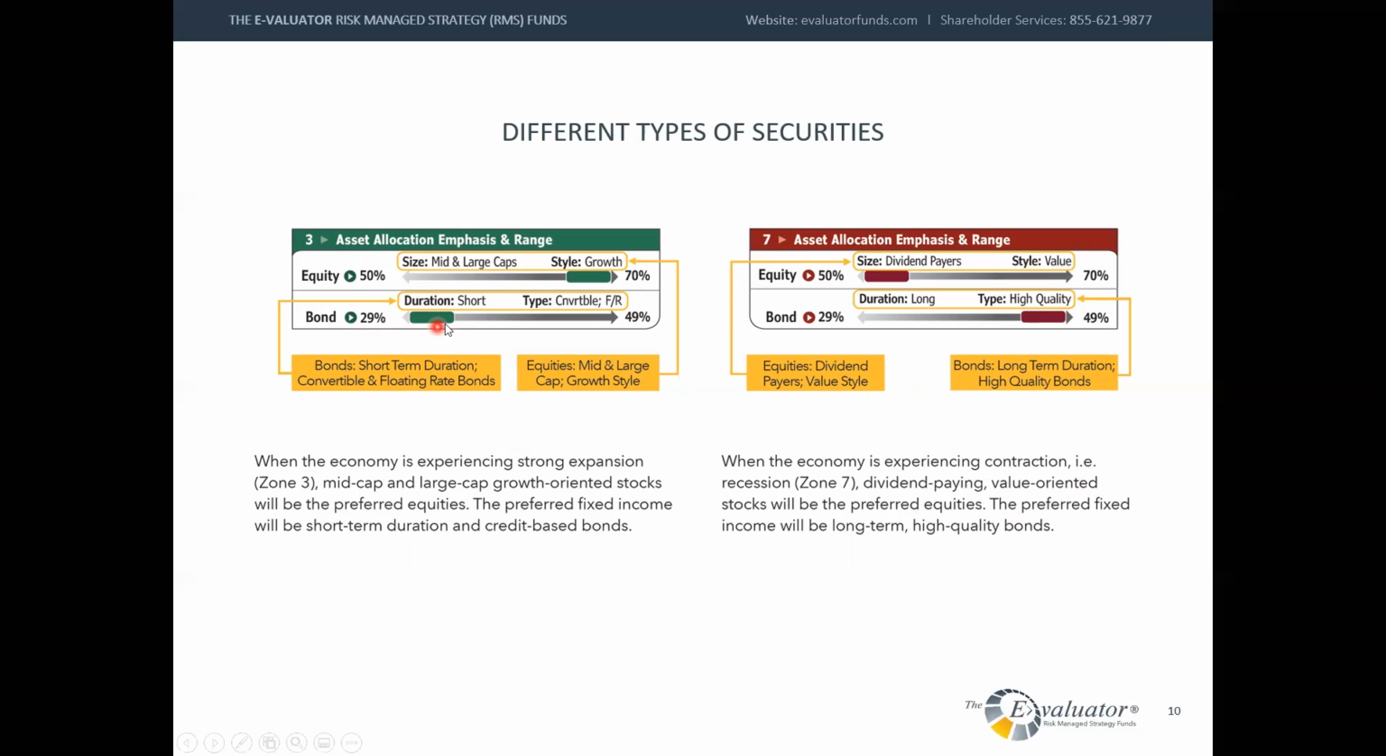The bond approach under zone 3 would be looking at short-term duration and probably looking at credit-oriented instruments like floating rate, bank loans, convertible bonds, maybe some emerging markets. In zone 7, when interest rates are going down, we'd want long duration, high quality. So not only are we sliding the equity and fixed income allocations back and forth, we're also looking at different types of investments, underlying holdings that would perform better in that economic phase.